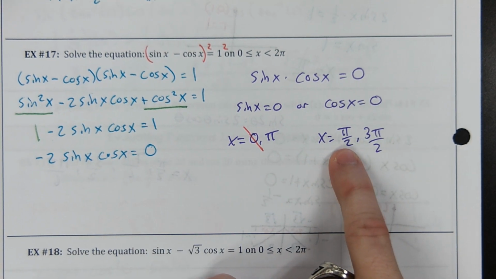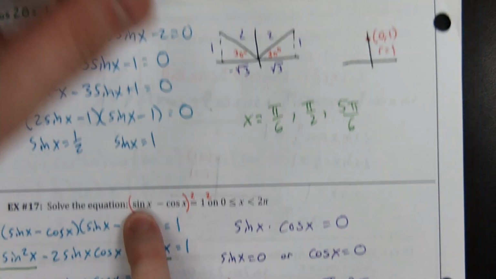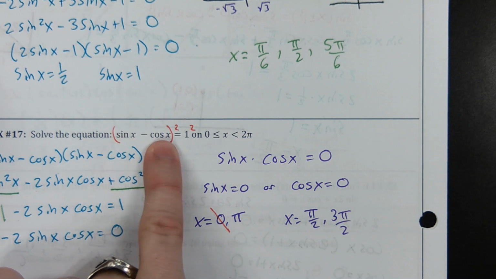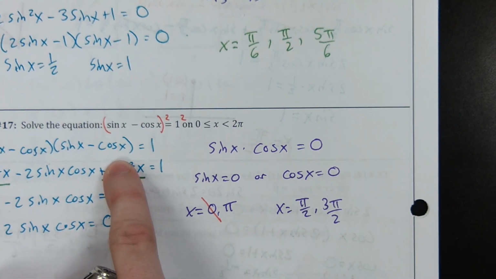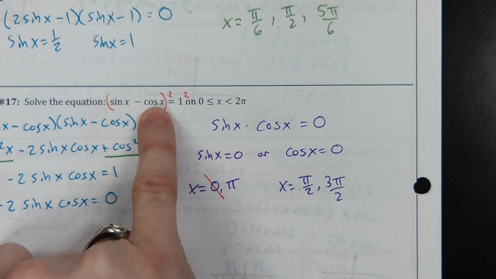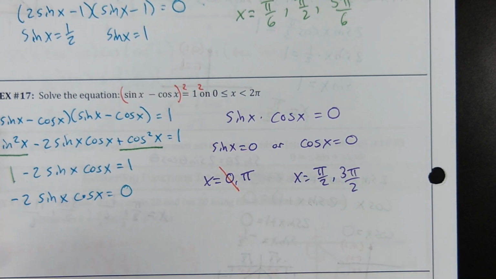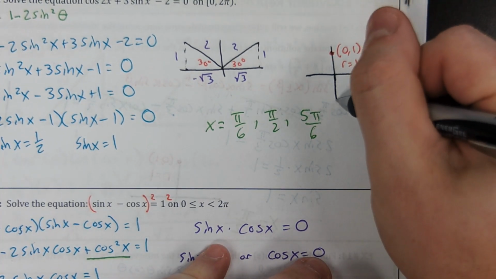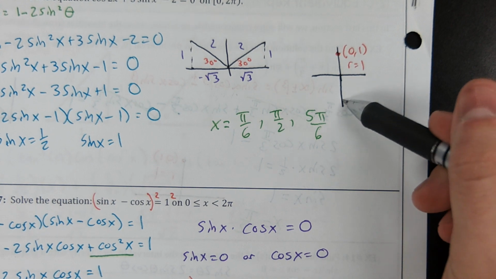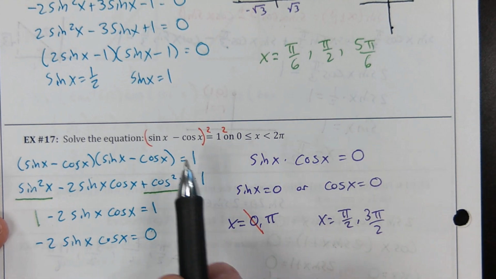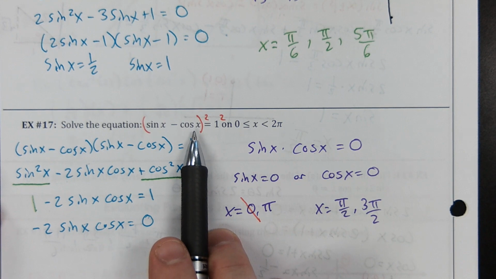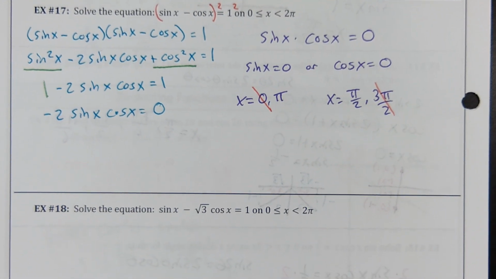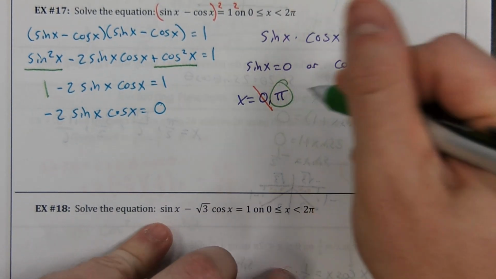Let's try pi over 2. Sine of pi over 2 is 1. What's cosine of pi over 2? 0. So at pi over 2, it says 1 minus 0 equals 1. We're in good shape. And lastly, 3 pi over 2. I keep pointing at this here. At 3 pi over 2, what is sine's value? Negative 1. What is cosine of 3 pi over 2? 0. This says negative 1 equals 1. So there are only two solutions, pi and 3 pi over 2.